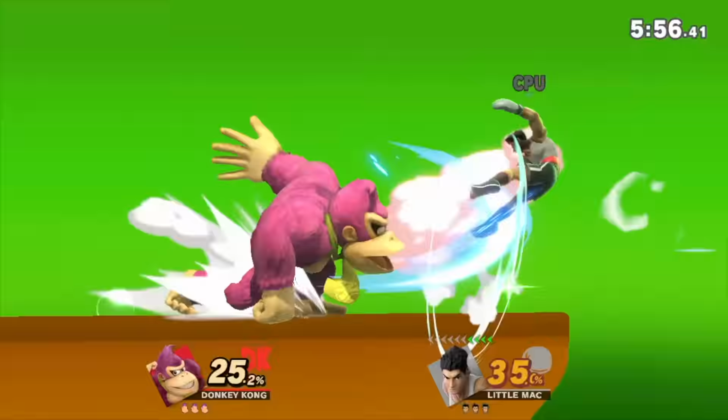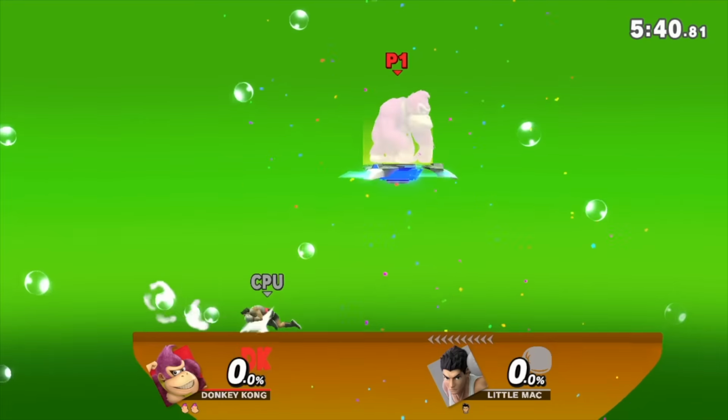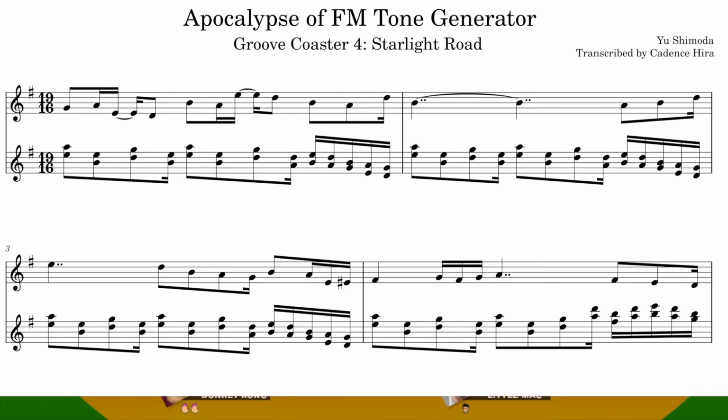There's probably no better place to find wacky time signatures than in rhythm games, and the elusive 19/16 is found in Groove Coaster 4. I would have gone to round 1 to record gameplay footage, but it's vertical, really distracting, and I'm also a Tap Tap Revenge loyalist. Nonetheless, let's listen to the hilariously named Apocalypse of FM Tone Generator.